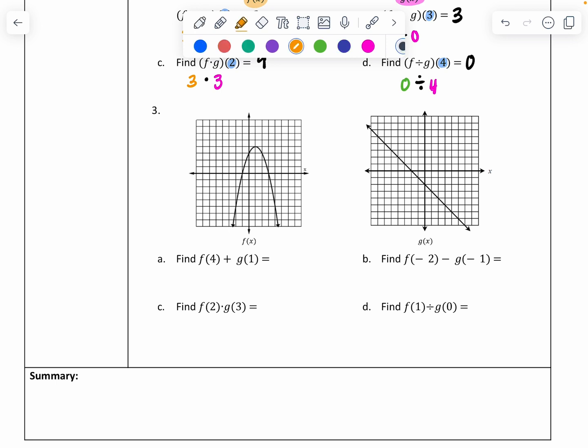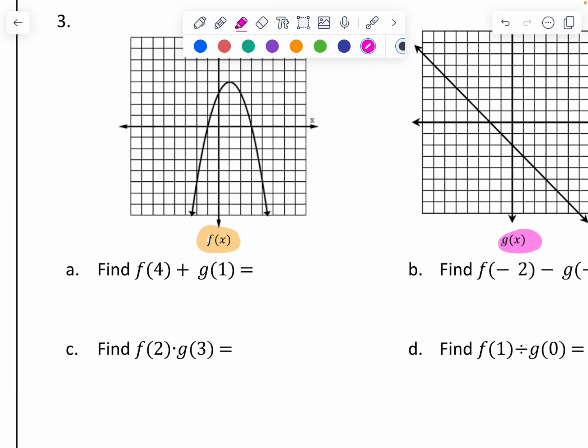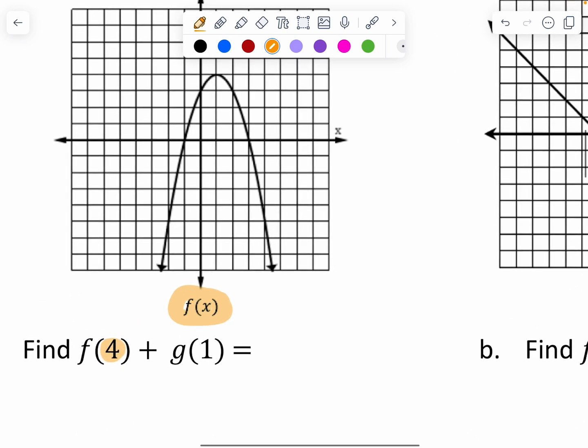All right, so we have f of x and g of x, and we're being given actually different inputs this time for each of the functions. So we're going to find f of 4. So 4 on the f of x graph is here. So I'd have to come all the way down here to this point. And the y value would be negative 1, 2, 3, 4, 5, negative 5.